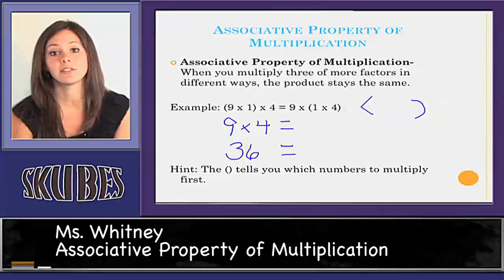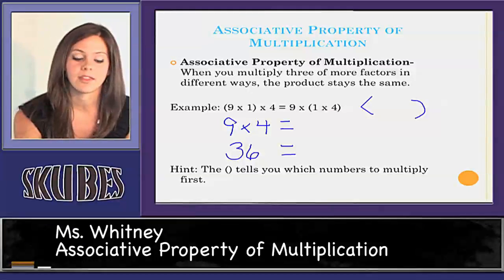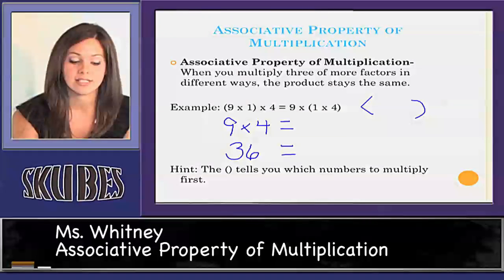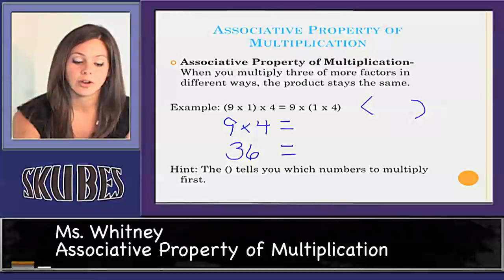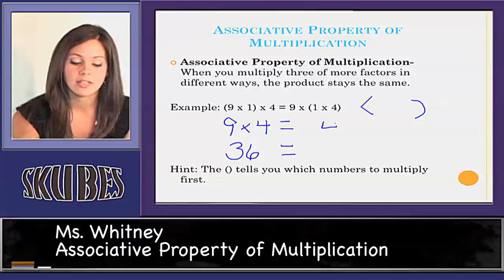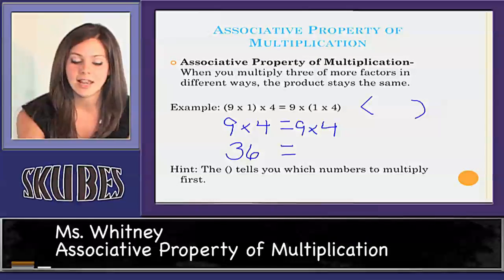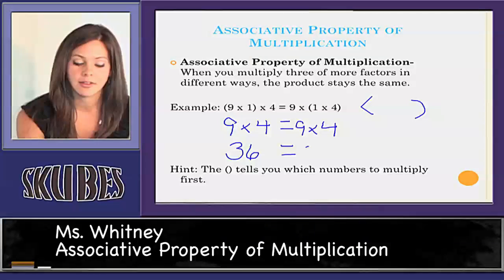Now let's work on the right side of our equal sign. We see that the numbers 1 and 4 are in the parentheses. 1 times 4 is 4. And we bring down the times 9, which we have not used yet. Now we can say 9 times 4 is 36.